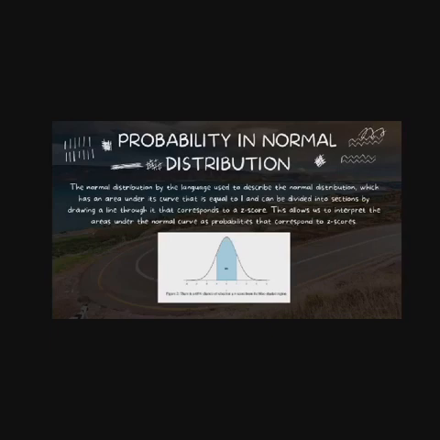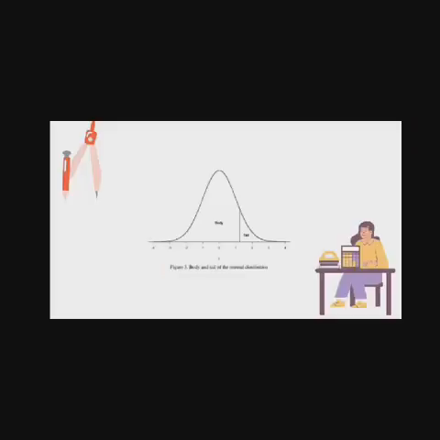Probability in normal distribution. The normal distribution has an area under its curve that is equal to 1 and can be divided into sections by drawing a line through it that corresponds to a z-score. This allows us to interpret the areas under the normal curve as probabilities that correspond to z-scores.